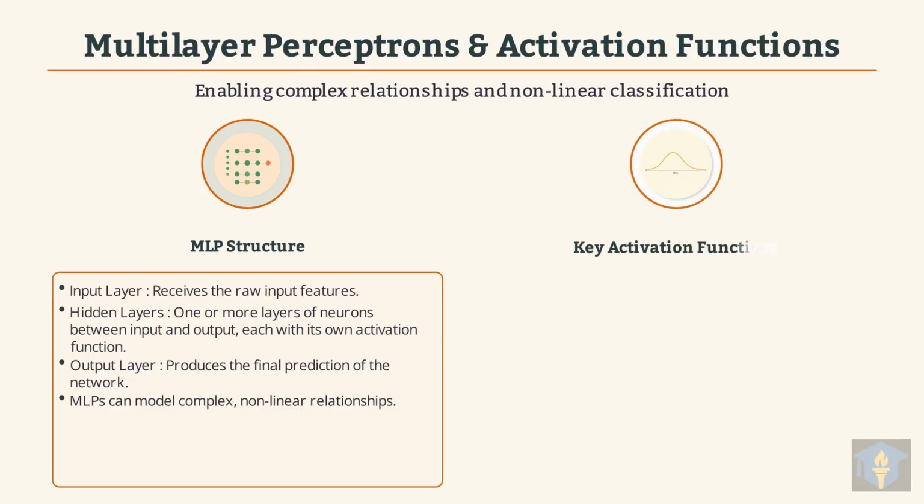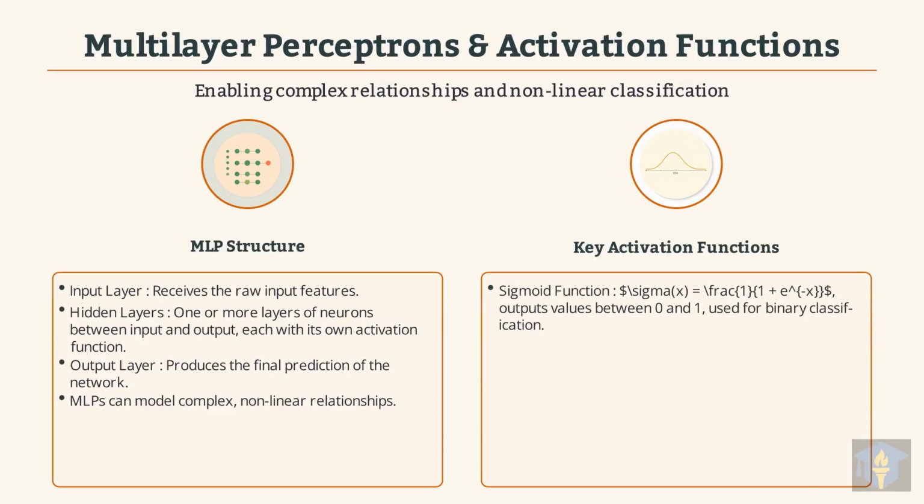Now, let's look at some of the key activation functions that are vital for MLP functionality. The sigmoid function, defined as 1 divided by 1 plus e to the power of negative x, outputs values between 0 and 1, ideal for binary classification. ReLU, the rectified linear unit, outputs the maximum of 0 and x, values greater than 0, widely used in hidden layers.